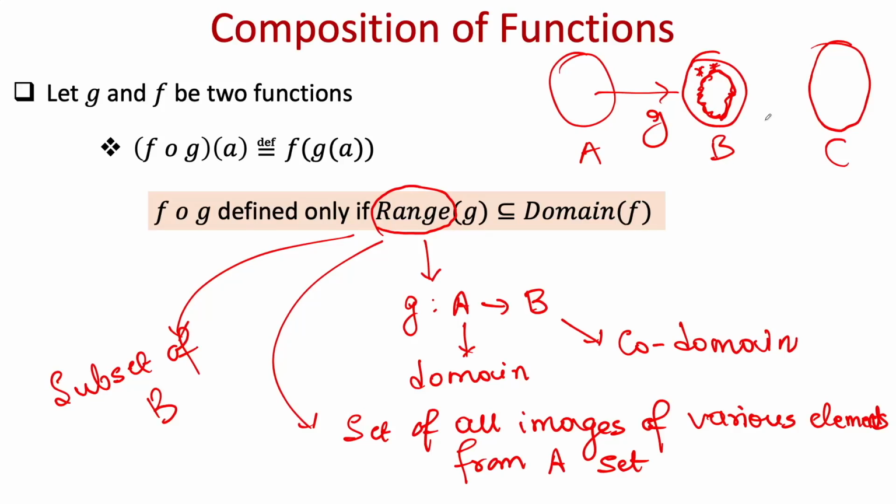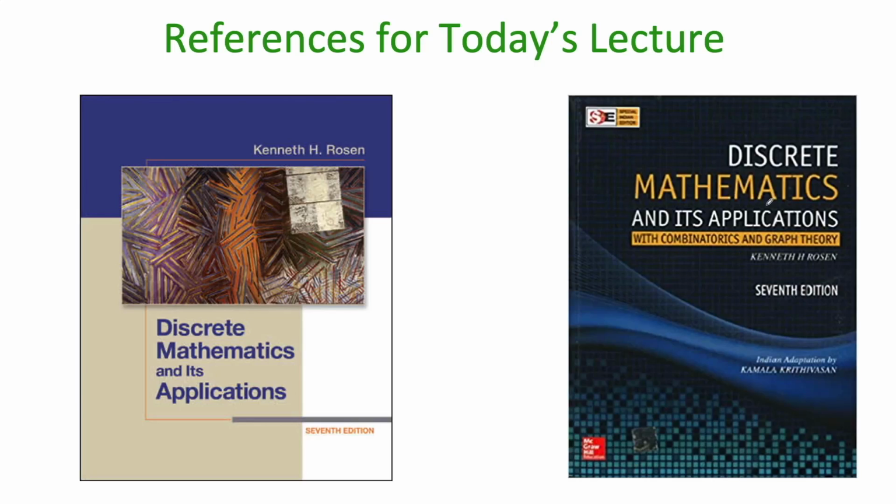And again, the composition of functions need not be commutative, in the sense that the composition of f and g need not be equal to the composition of g and f. First of all, the composition of g and f need not be defined at all even if the composition of f and g is defined, because my sets A, B, C could be arbitrary. Only under special conditions may the composition f of g be equal to the composition g of f. Okay. So that brings me to the end of this lecture.